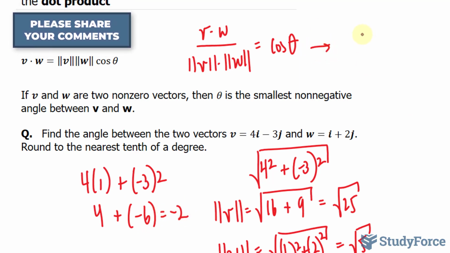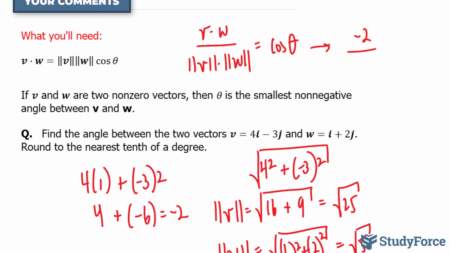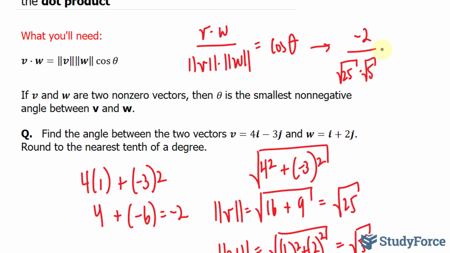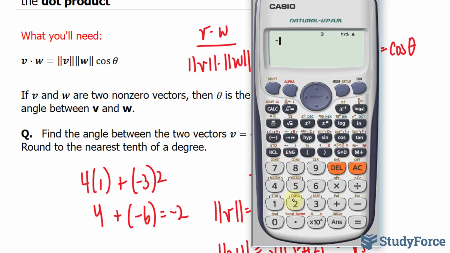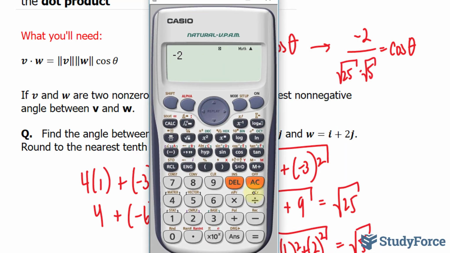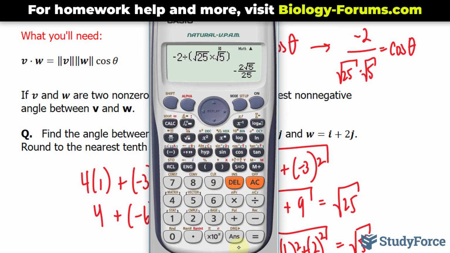Therefore, we have negative 2 divided by the square root of 25 times the square root of 5. And that's equal to cosine theta. Let's use our calculator to evaluate the left side. We have negative 2 divided by the product of the square root of 25 times the square root of 5. And that gives us this output.